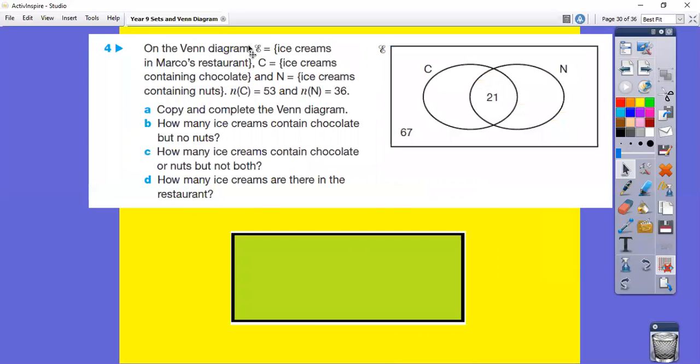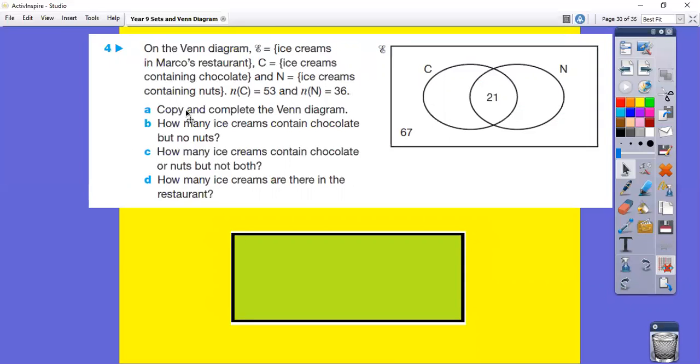Moving on to question 4. On the Venn diagram, the universal set is ice creams in Marco's restaurant. C has the elements ice creams containing chocolate, and N is the ice creams containing nuts. The number of chocolates in set C is 53 and set N of the nuts has 36, so there's 53 chocolate ice creams and 36 ice creams with nuts. And remember, some of them can have chocolate and nuts, not just chocolate or just nuts.